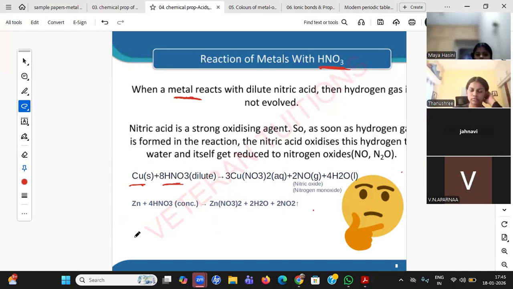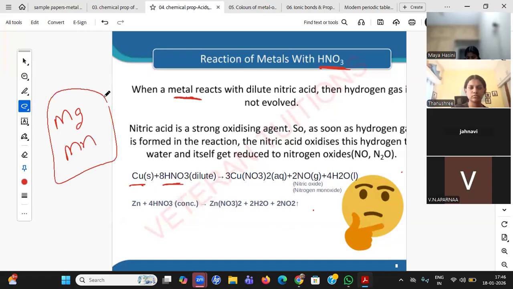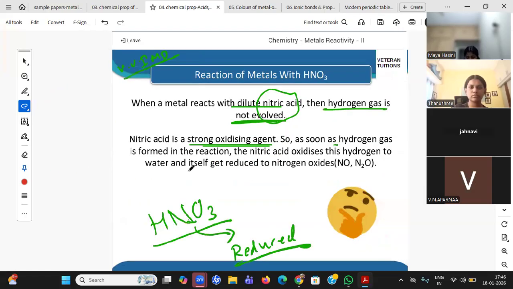Yes, sir, amphoteric oxide. No, I'm asking about metals. Metals with nitric acid, they will give hydrogen gas. Right. So the exception in the exception, sir, magnesium. Very good. Magnesium and manganese. Right answer. So those are the exceptions in the exception, students.